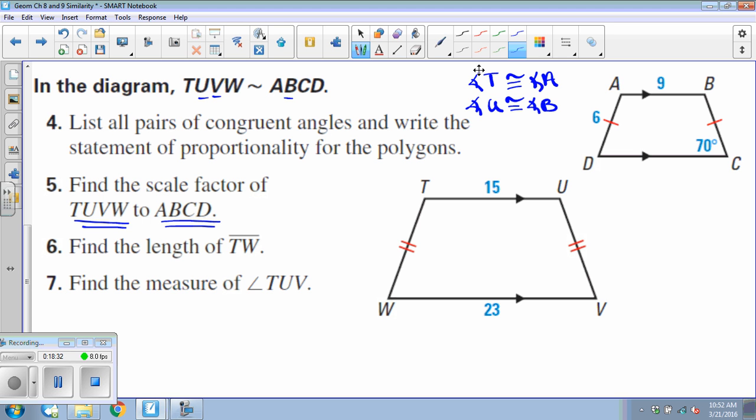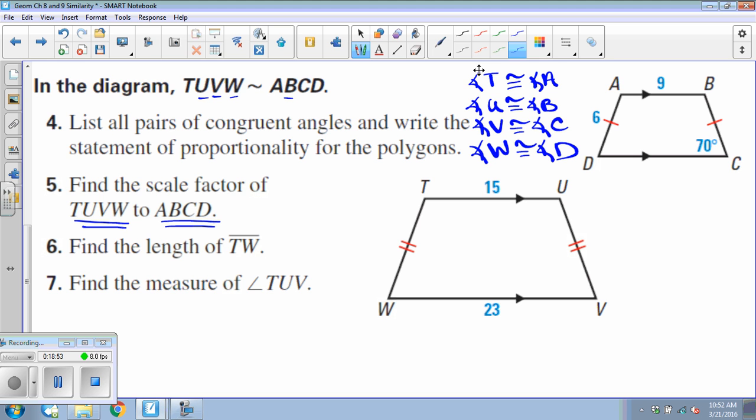Angle V is congruent to angle what? C. And then last, angle W is congruent to what? Angle D. Everybody got that? Any questions on that?